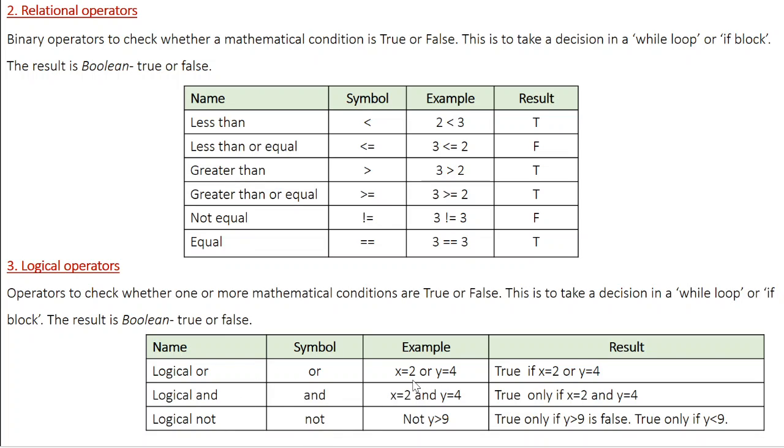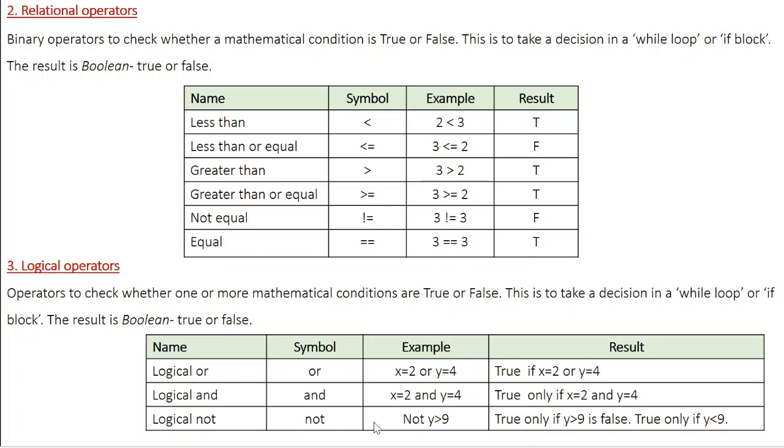For example, when you say x equal to 2 or y equal to 4, the result is true if at least one of them is okay. So either x equal to 2 or y equal to 4, you get a true result. If both are not valid, then you get a false result. Okay. Similarly in AND, when I say x equal to 2 and y equal to 4, the result is true only if both are valid, only if x equal to 2 and y equal to 4.